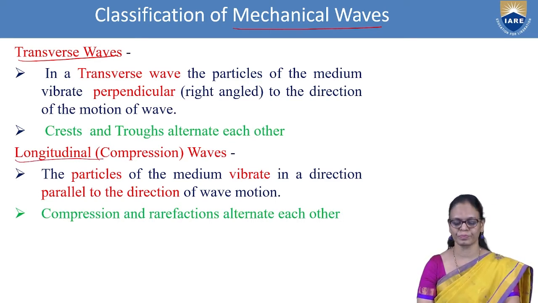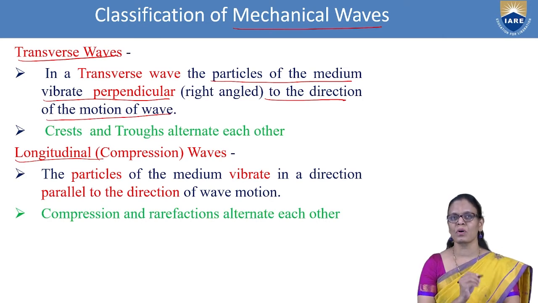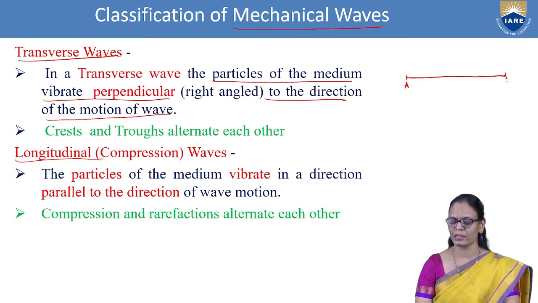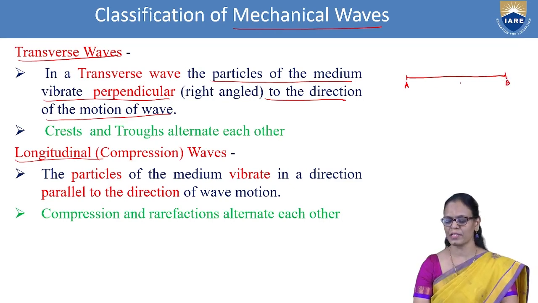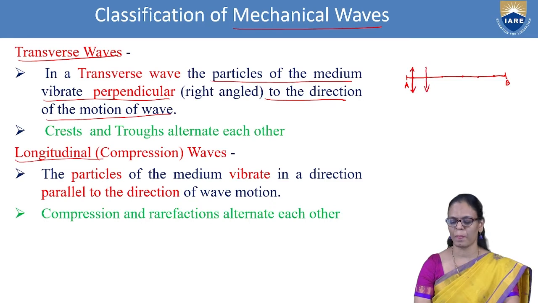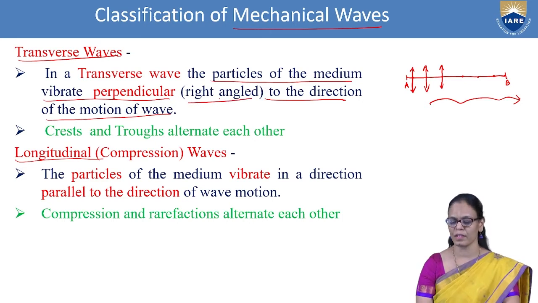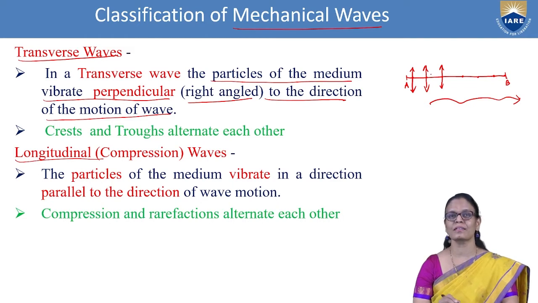So what is a transverse wave? In a transverse wave, the particles of the medium vibrate perpendicular to the direction of motion of the wave. So let us take an example of a string. We take a string AB which is tightly held between these 2 points A and B, which means there is tension in the string. Now if the particles of this string vibrate perpendicular like this and the wave is moving forward in this direction, the particles of the medium vibrate perpendicular. Perpendicular means at right angles. So they are vibrating at right angles. Then you call it a transverse wave.